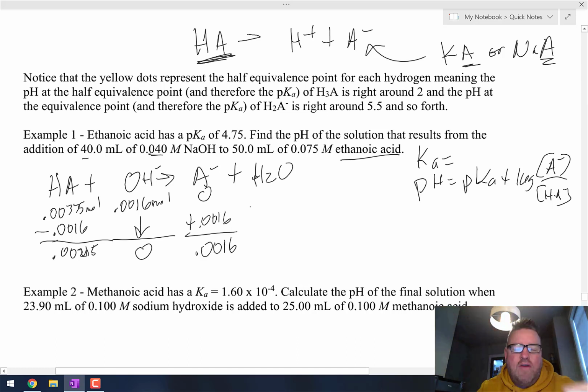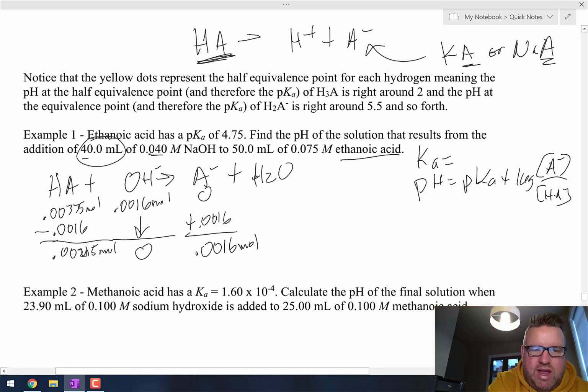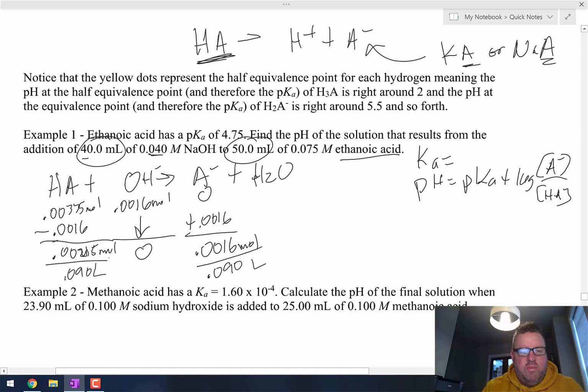So now we have the amounts of the acid and the conjugate base. Excuse me, we shouldn't say concentration, those are the moles of each. Then for concentration, we take those volumes and add them together. So that's over 0.090 liters. That's our new volume there.